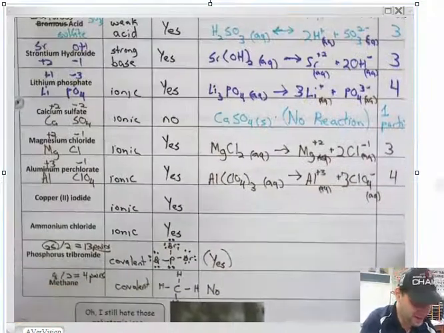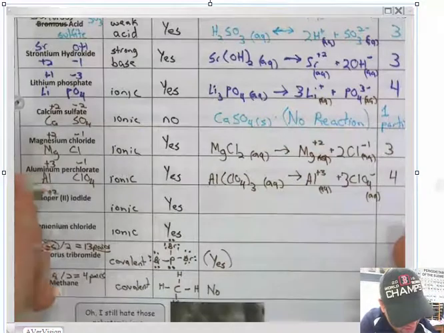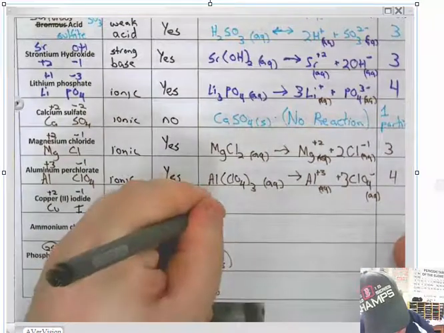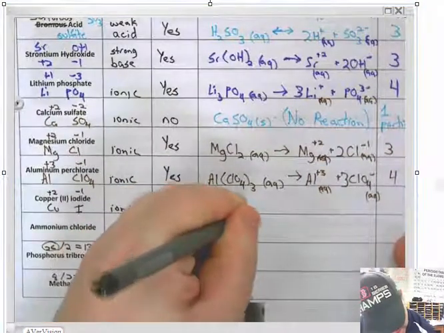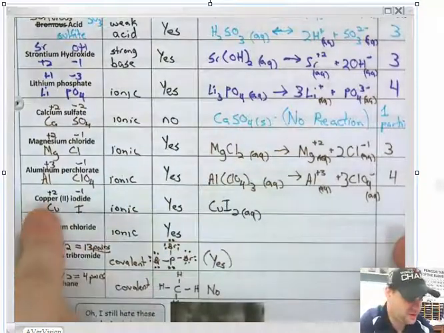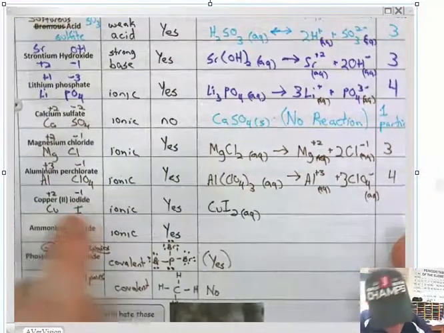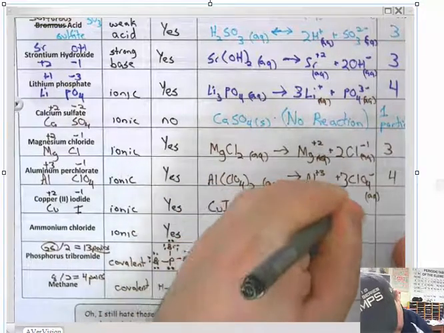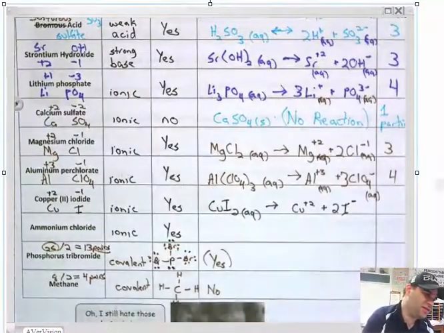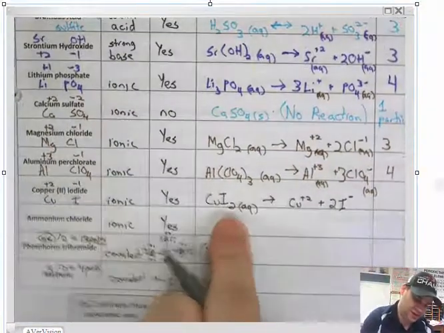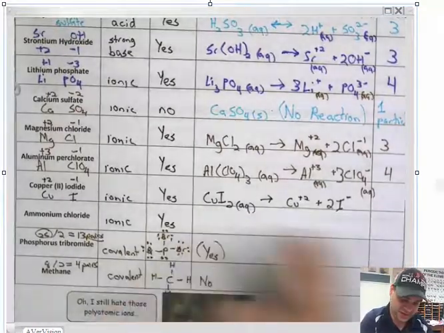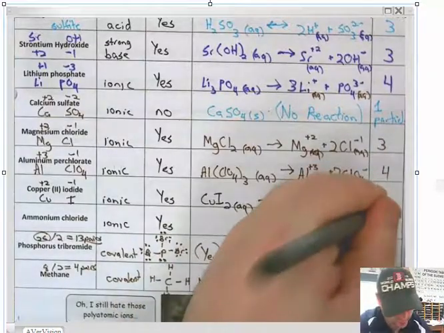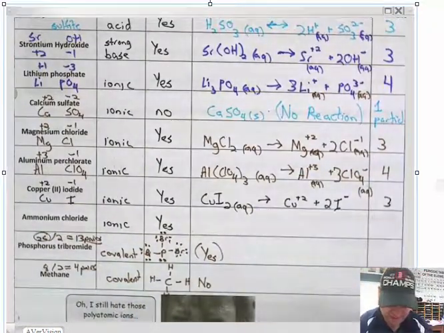Copper 2 iodide. Copper 2 is plus 2. Iodide is minus 1. This is Cu and this is I. So this is CuI2, aqueous. Breaks apart into copper 2 ions and iodide ions. There are no diatomic ions, so I need a 2 in front of that because I have 2 iodines over here, so I have to balance out the equation. 1 plus 2 is 3 ions.